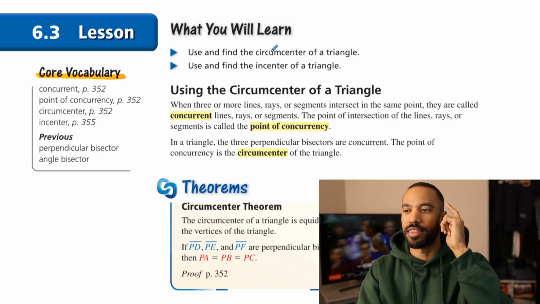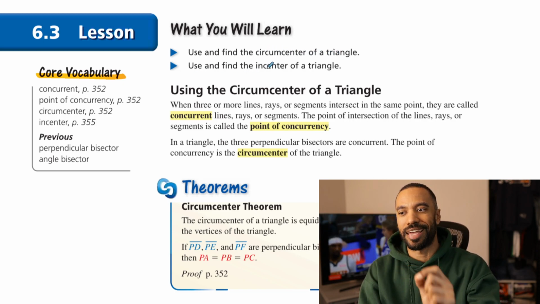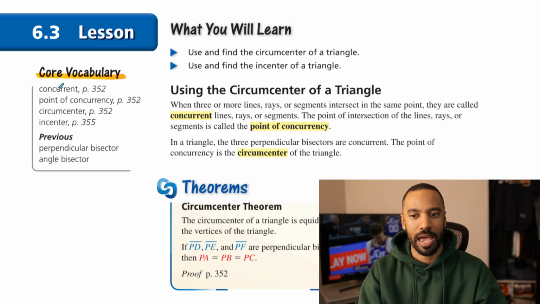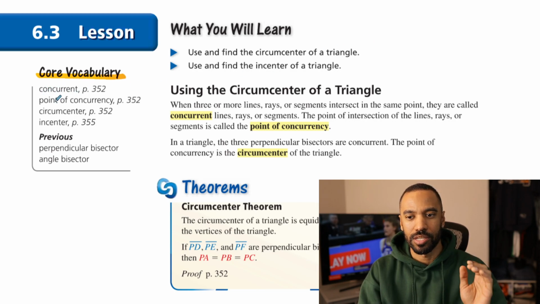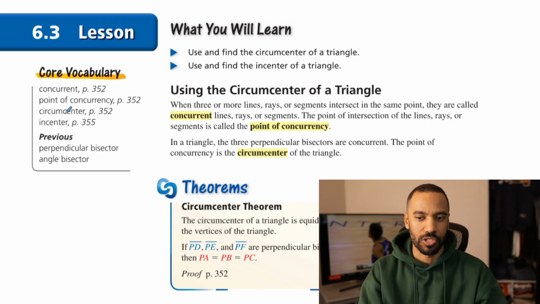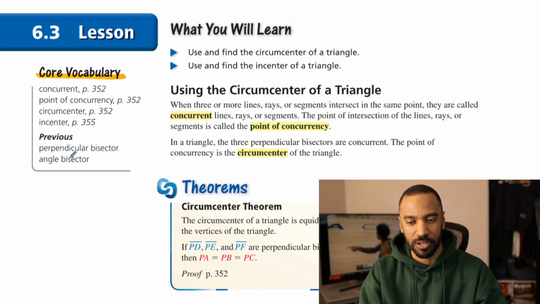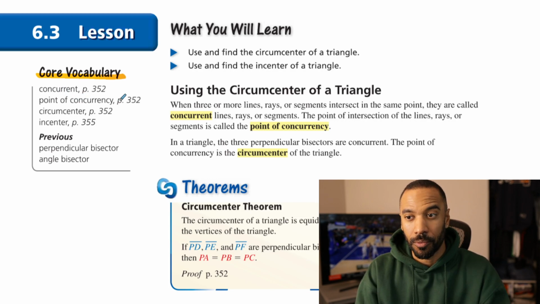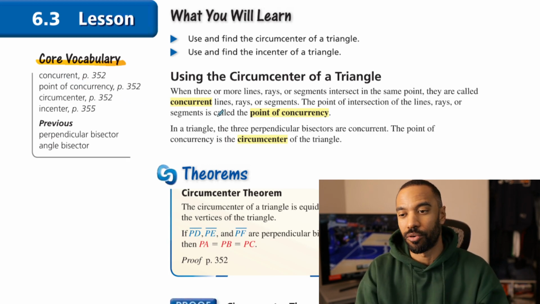All right, let's look at what we will learn today. We will use and find the circumcenter of a triangle, and use and find the incenter of a triangle. Those are the two big things here. Some core vocabulary on the side: concurrent, point of concurrency, and then circumcenter, incenter. Previously, perpendicular bisector, angle bisector. We saw those before. Let's see how they want to define it, and I'll see if I want to reinterpret it for you.